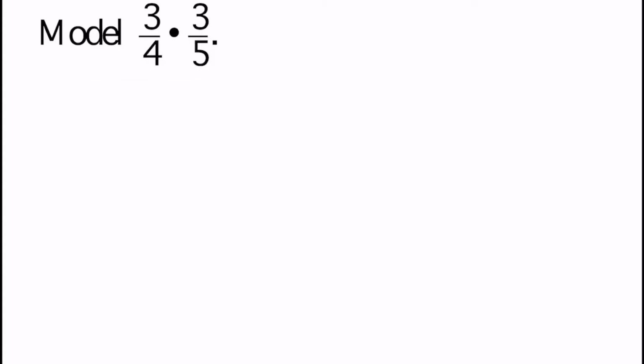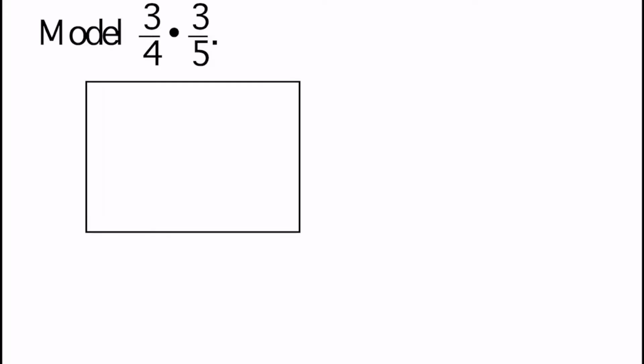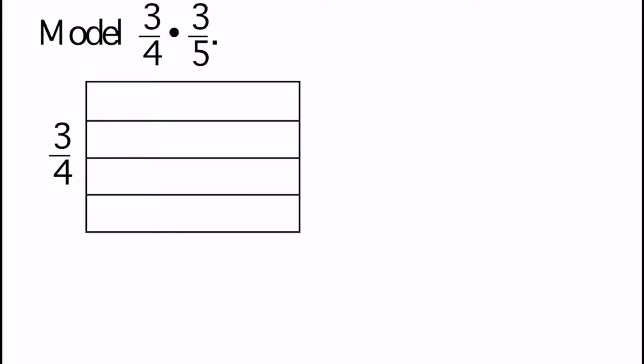So we'll do another area model for multiplication just to make sure everyone's got it. We've got a bigger rectangle here. I knew I was going to be splitting this up into fourths and fifths, so I made it a little bigger. Here I'm going to do the same thing. Split this up into fourths. So there's a fourth there. Now it's looking like a Kit Kat bar, right?